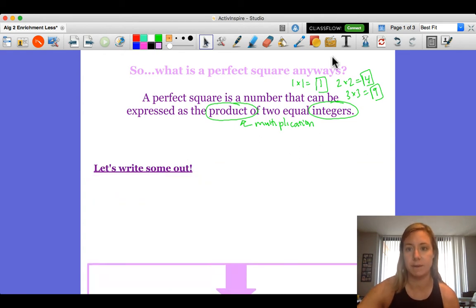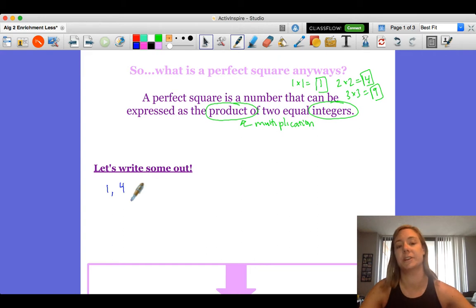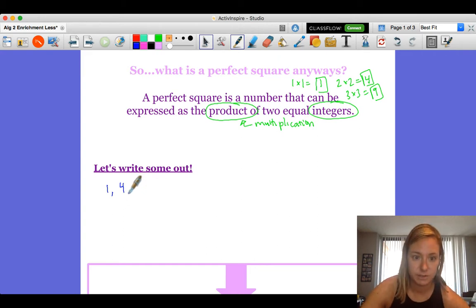So let's write some out. Let's go in order. We already started these. You've got 1, 4. So 2 and 3 are not perfect squares. It's not the result of multiplication of two equal integers. So 1, 4, 9. Well, what comes next? This is 3 times 3. Well, 4 times 4 is 16. 5 times 5 is 25. What's next? 6 times 6, 36.